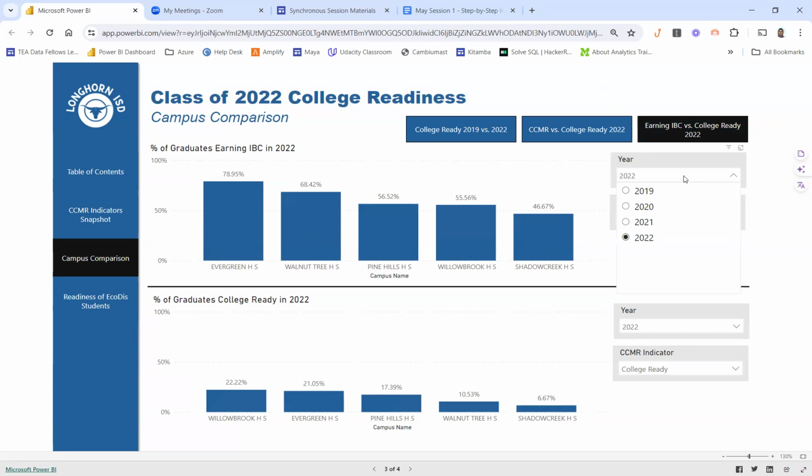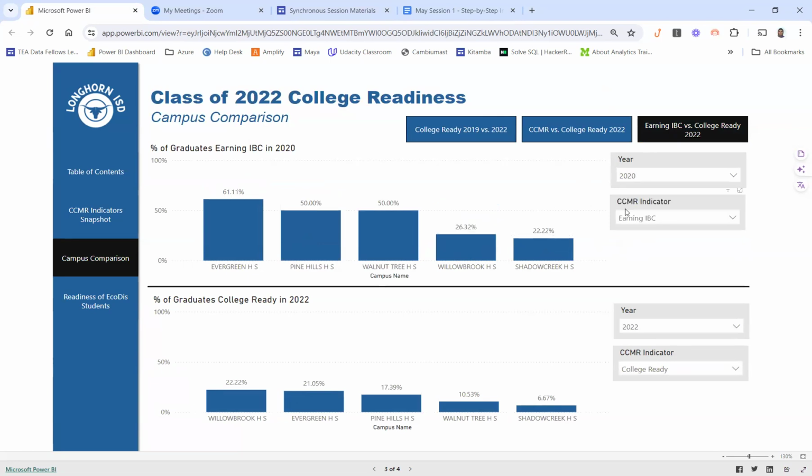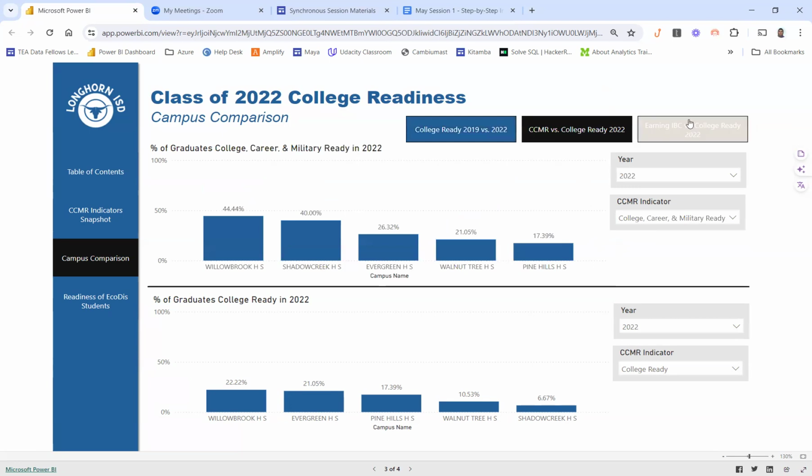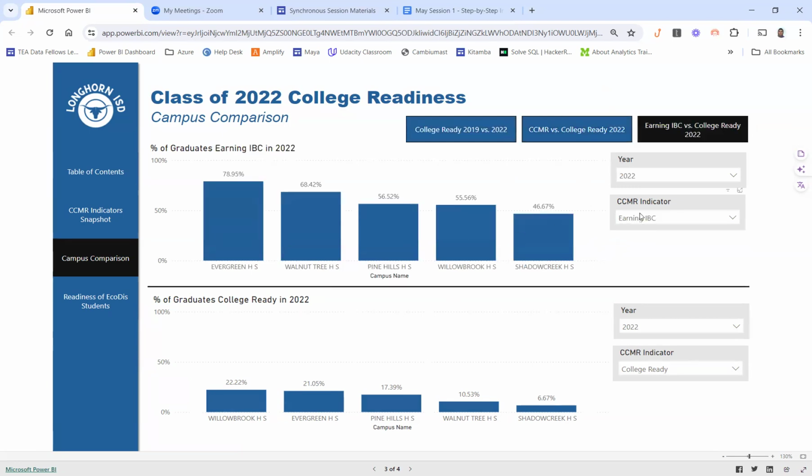We have a year filter. We can just change this to year 2020, and then it shows me the calculations for 2020. And then we can choose different indicators, and percent of graduates college ready in 2022 for different campuses.